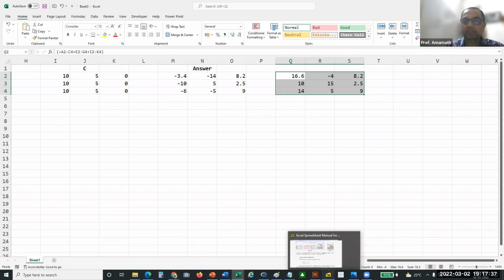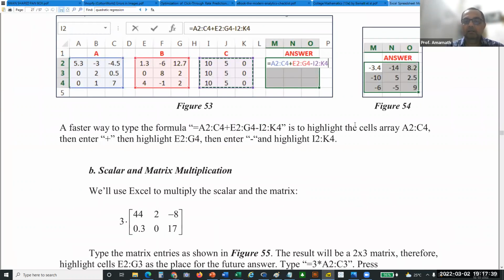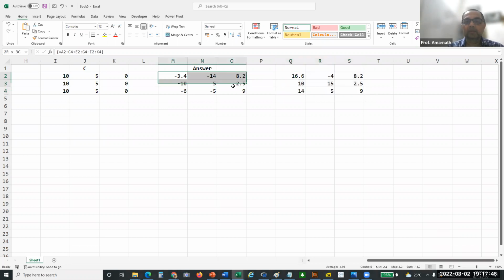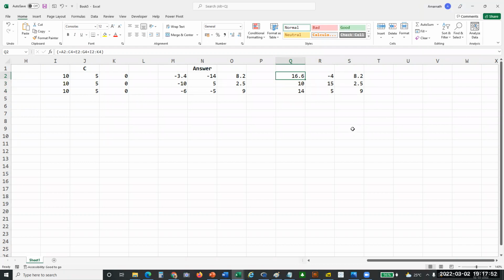If you see on the screen here, you will get a different answer. So minus 3.4, minus 14 and all. This was for the first one. I just replaced this by plus, but a different answer. That's all.